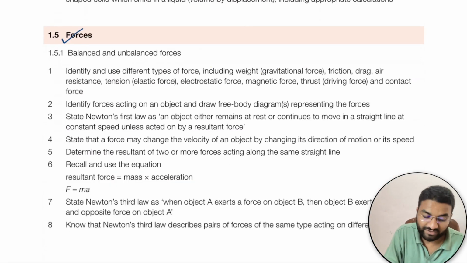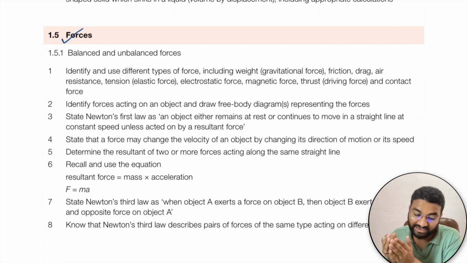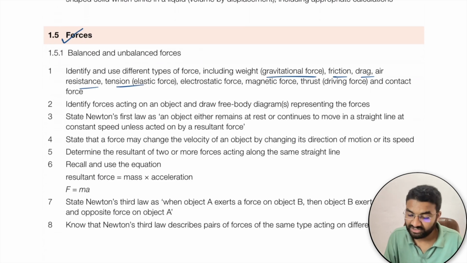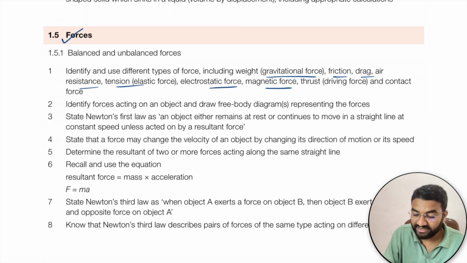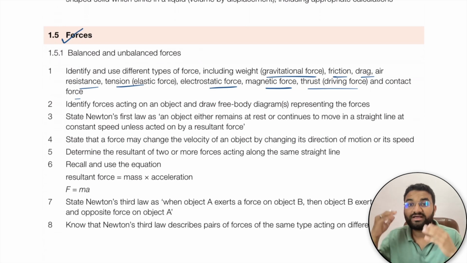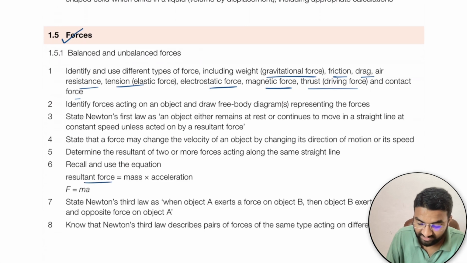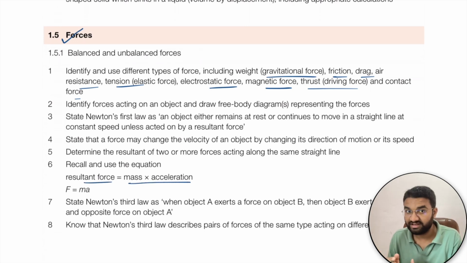Fine. Then next, forces. So we have unbalanced forces, balanced forces, then different types of forces: gravitational, frictional, drag force, resistance, tension, then electrostatic, magnetic force, thrust and contact force. You have to understand their examples and how they are utilized. So resultant force is nothing but mass times acceleration.